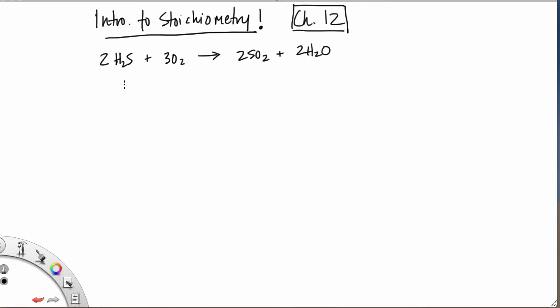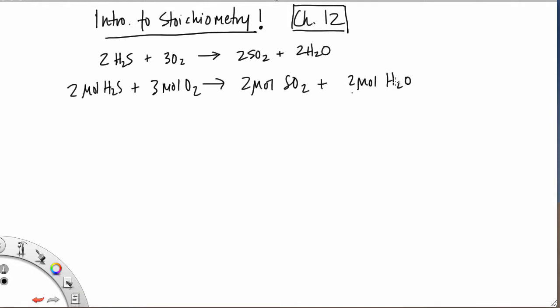Most of the time we're going to be interpreting these coefficients as moles. So we could rewrite this as 2 moles of H2S plus 3 moles of O2 yields 2 moles of SO2 plus 2 moles of water. What happens if I convert moles to grams? We're hearkening back to chapter 10. We're doing a mole to mass conversion here.